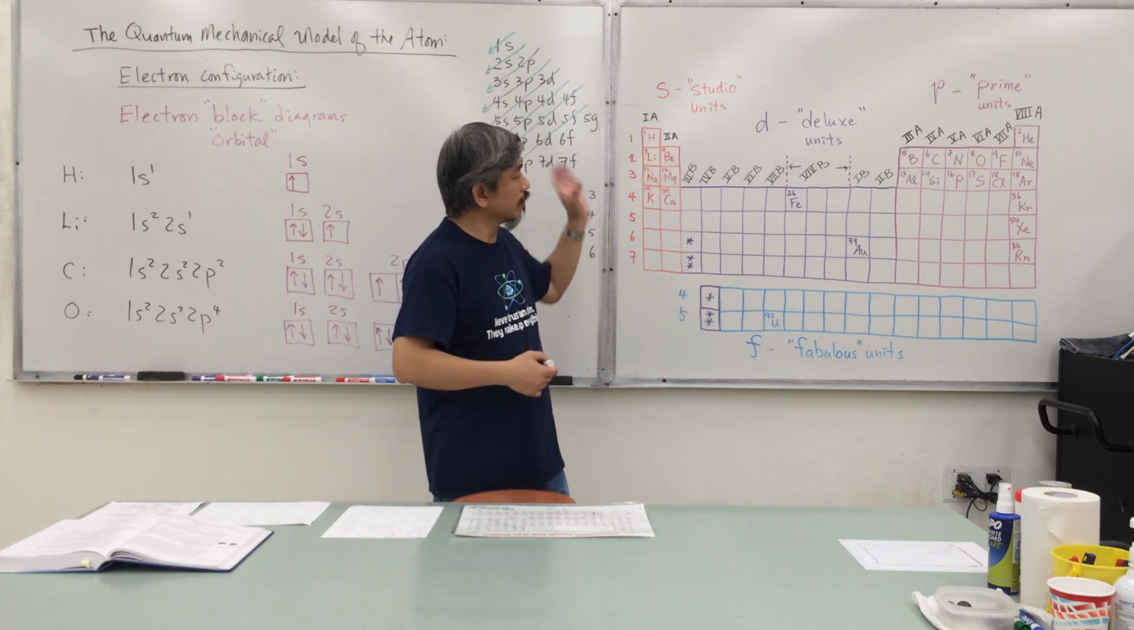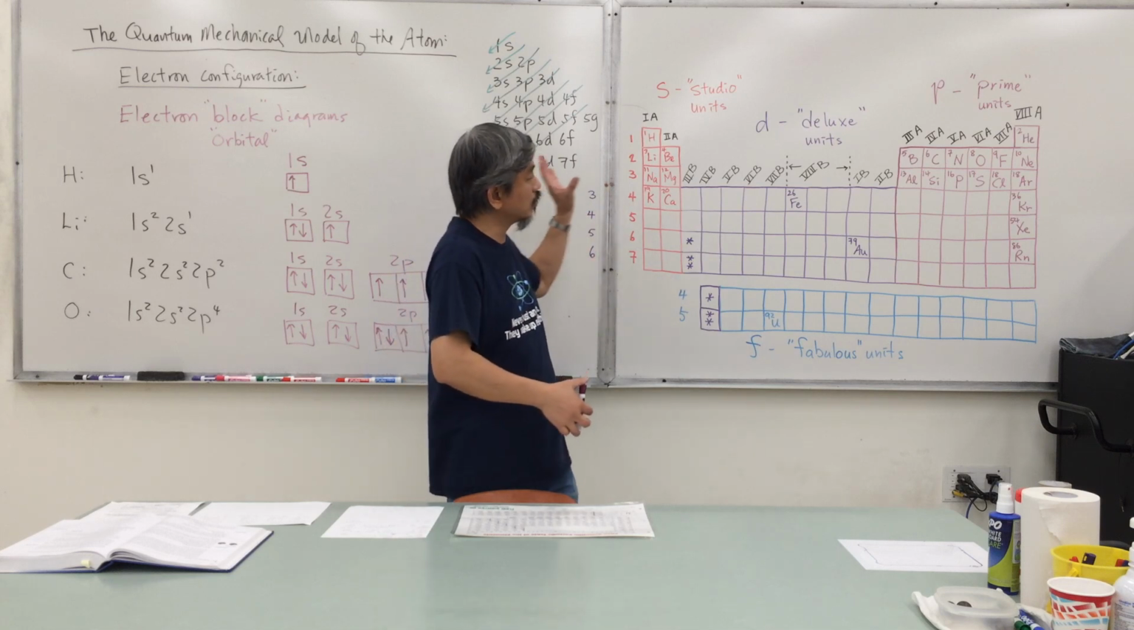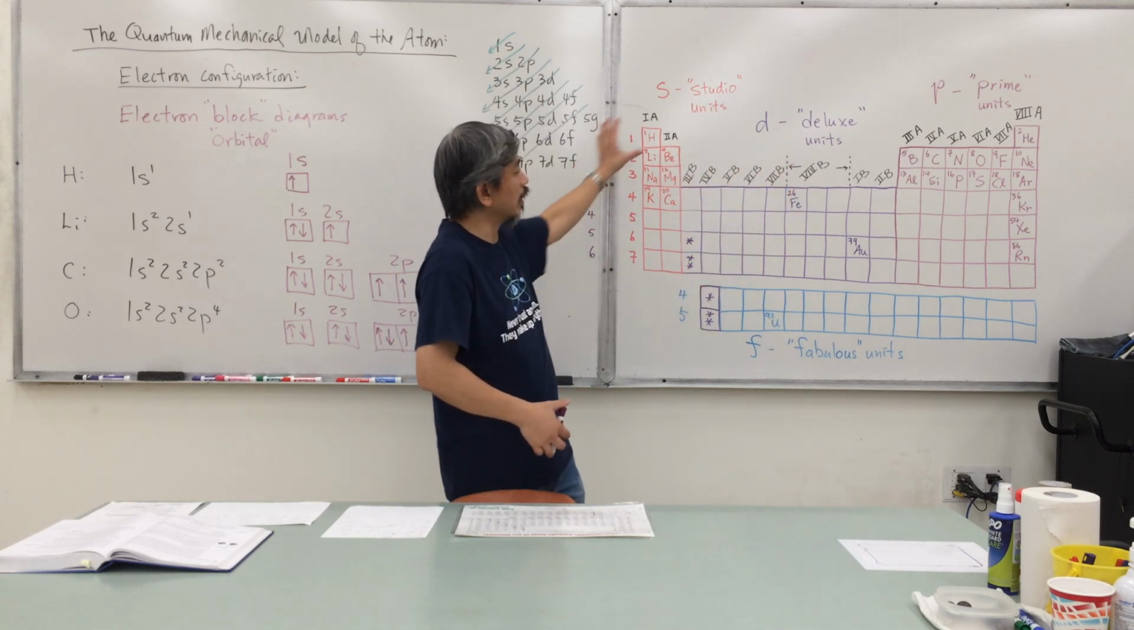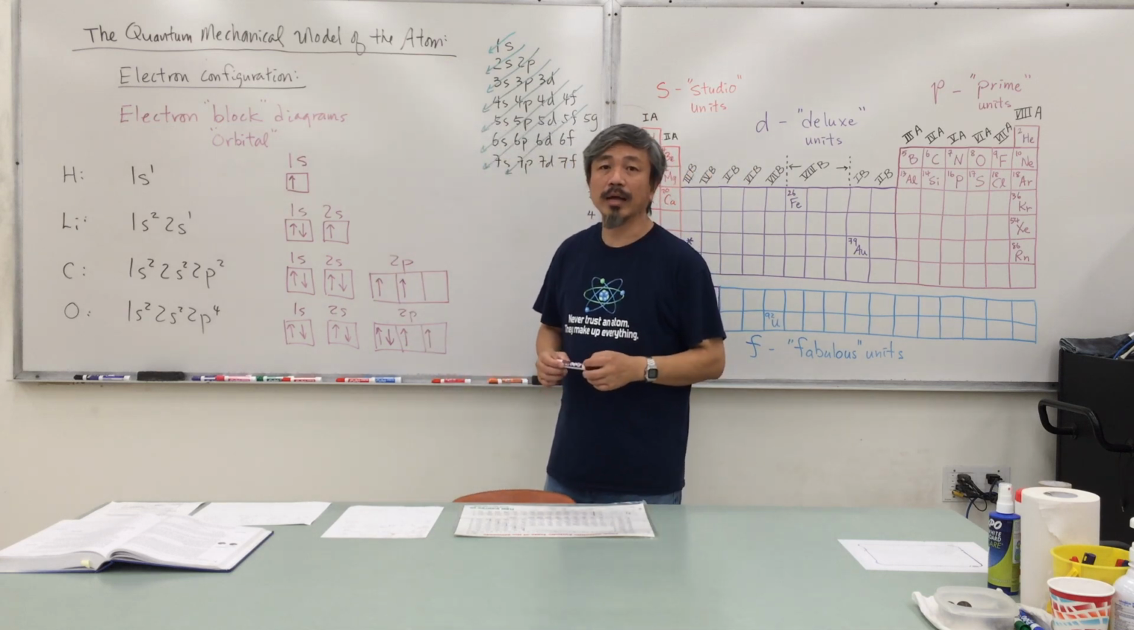Okay? So for now, I'm going to go ahead and stop here, and then the next time we come back, we're going to look at more details in terms of how to interpret the periodic table based on this particular way of looking at electron configuration around it. Okay?